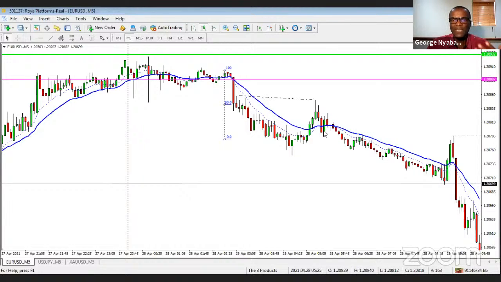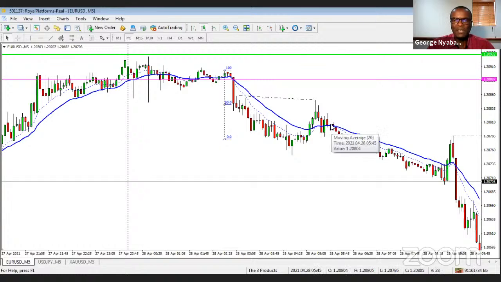There is the entry, and then there is a pullback. Okay, so there you can start to think of wanting to take the trade. But you have a look at it and it's right at the moving average, and say, I want to actually trade something that's coming off the moving average. So bears resume, they fail, there is a reversal there. So it's all coming off the moving average.